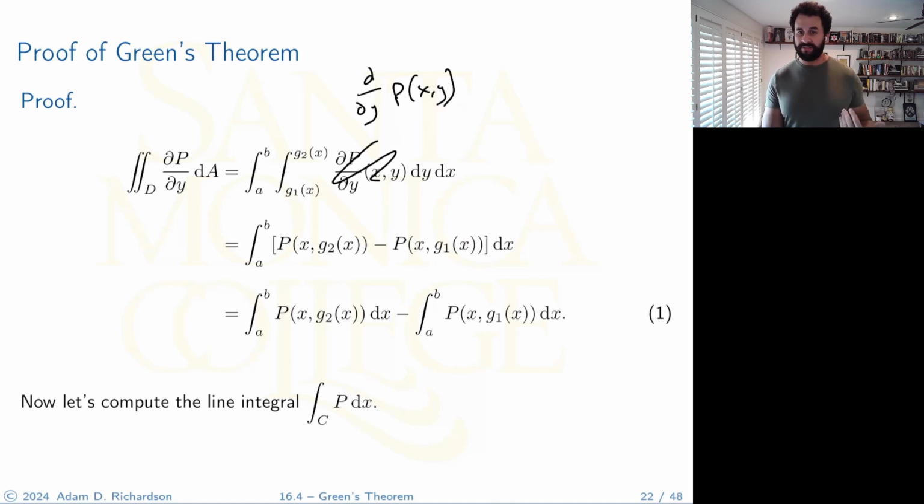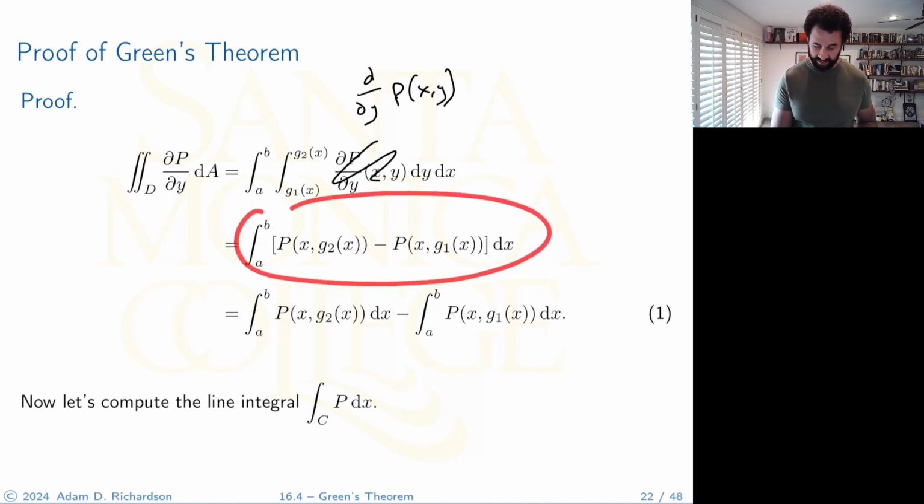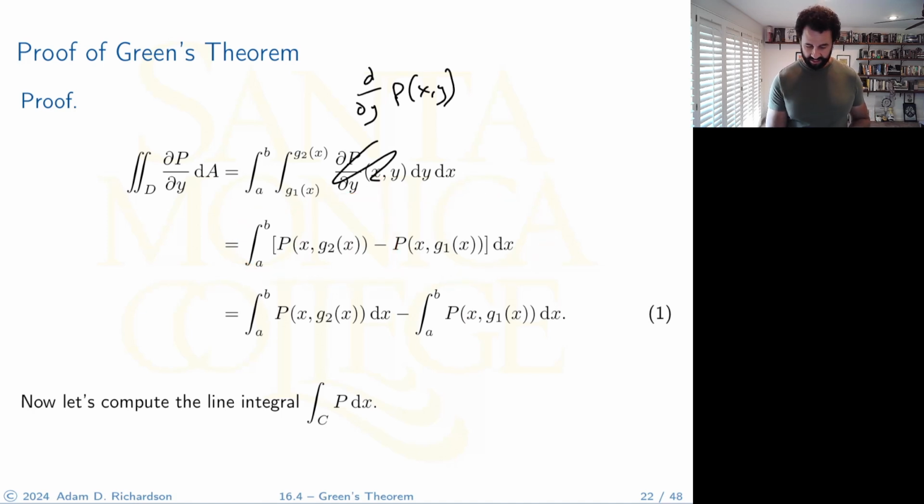And now we can apply FTC2. We can apply FTC2 and we get this. There's FTC2. So we took the antiderivative of this, which gave us just this. But of course, y is equal to g2 of x and g1 of x at the boundary. Now we're going to split this into two separate integrals. Just by using linearity, we can cut it right there at the minus, and we'll have two separate integrals like so. So what we did was re-express this double integral as these two single variable integrals here. Now let's look at the line integral over C of P. That's the next step.